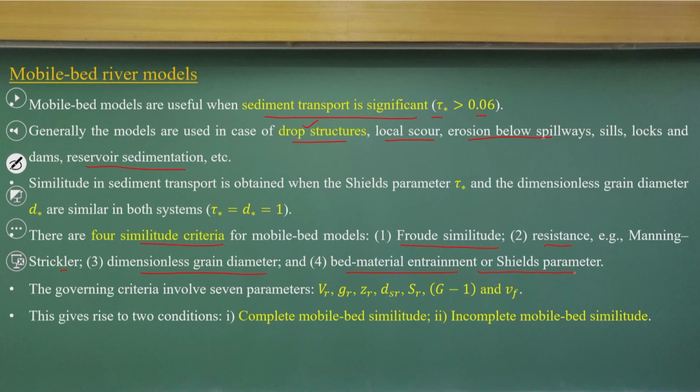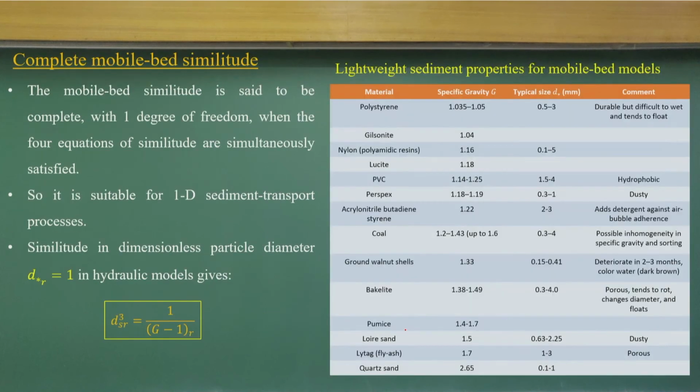So, if you look at that, we have to satisfy 4 equations: the Froude similitude, the resistance, that is the Manning-Strickler formula, the dimensionless grain diameter, and the bed material entrainment or silt parameter. We need to satisfy all these 4 conditions. We have the different ratios: velocity ratio, acceleration ratio, flow depth ratio and all. To make a complete mobile bed simulation, I am not going into more detailed derivations. I will say we need to do it for 1 degree of freedom. The 4 equations are to be satisfied simultaneously.